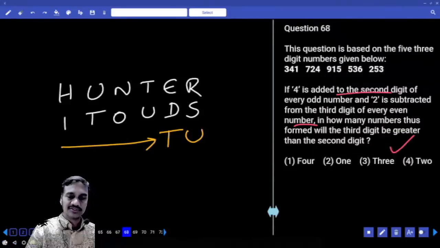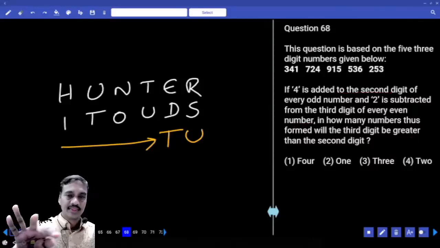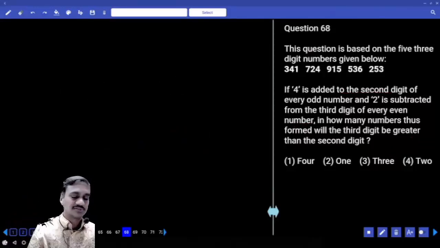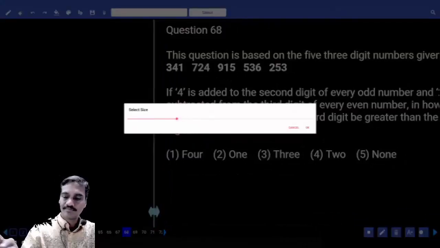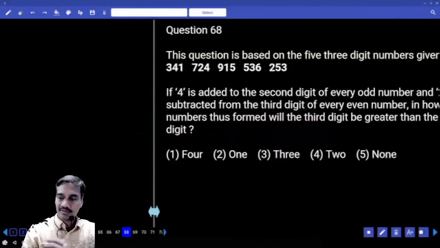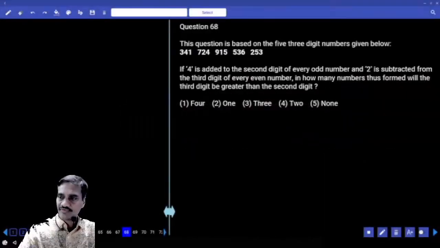Then coming to question numbers 68 to 72. Now in this, what is the information we have? It is based on a set of numbers. Coming to question number 68: if 4 is subtracted from the second digit of every odd number, and 2 is subtracted from the third digit of every even number. In how many numbers thus found will the third digit be greater than the second digit? Now the question is about the third digit being greater than the second.